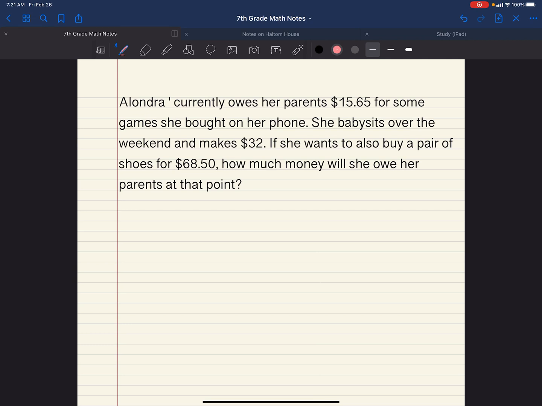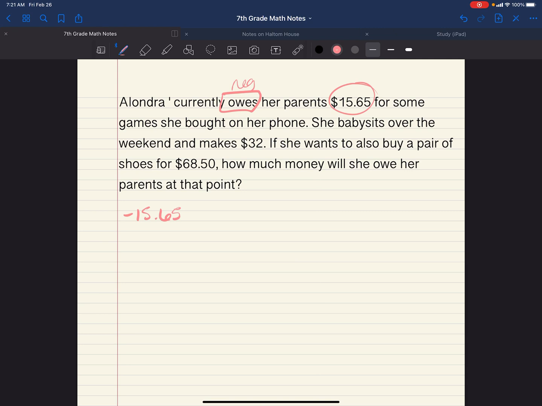Okay, so going through the problem, for every word problem, it would be best if you can try to put yourself in the position to figure out what's going on with the numbers, right? So Alondra currently owes her parents $15.65. We know owes means negative, right? She owes $15.65, so I'm going to pull that out because I know it's going to be a negative number.